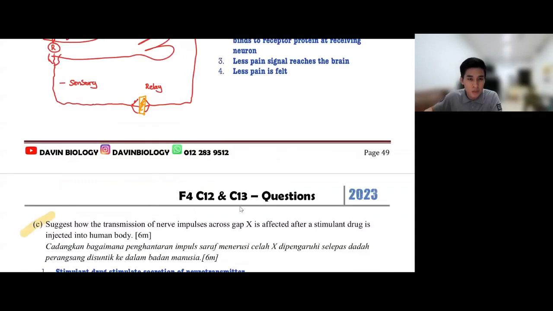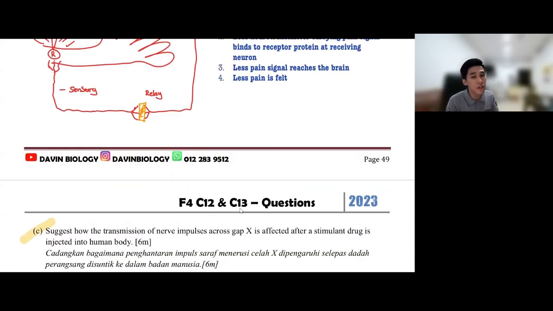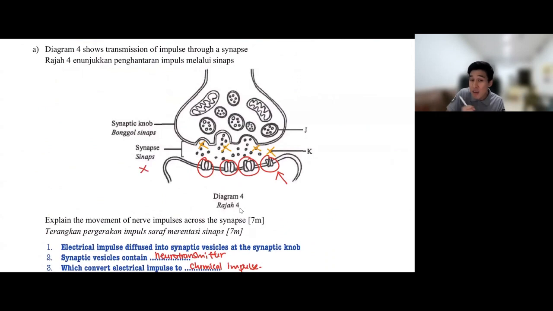Okay, so now they say here, suggest how transmission of nerve impulse across gap X is affected after a stimulant drug is injected into the human body. So gap X is actually referring to the synapse, the gap. Same again, they're asking questions regarding the transmission of nerve impulse across the synapse.